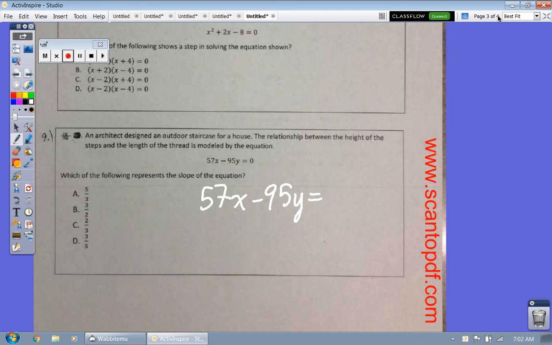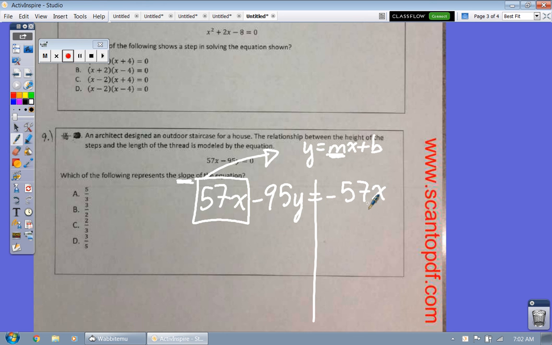All right, which of the following represents the slope? Slope. So when we're talking about slope, y equals mx plus b, we're talking about this number in front of x. So we've got to get y by itself. We're going to do the move-divide method. So we're going to move 57x to the other side. It's positive on the left, it will be negative on the right. So that 57x is gone. Just pretend like that's not there anymore.